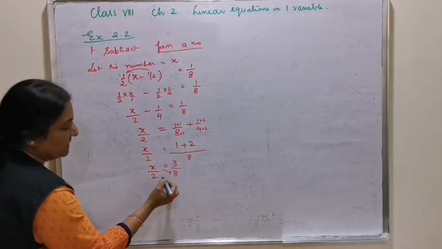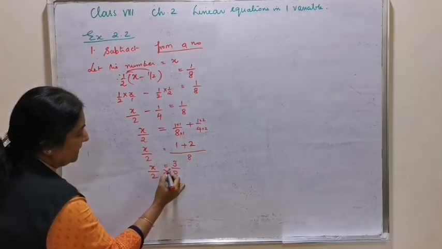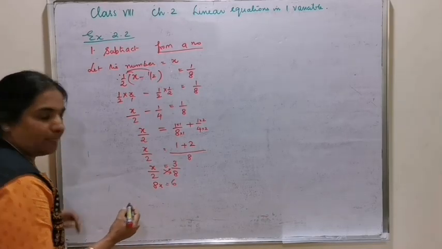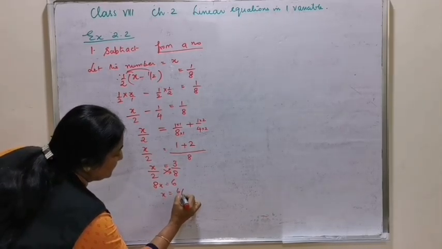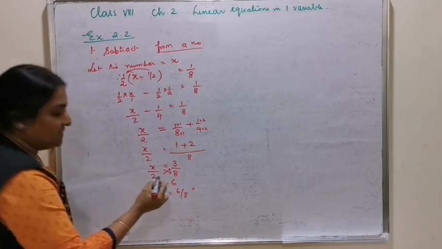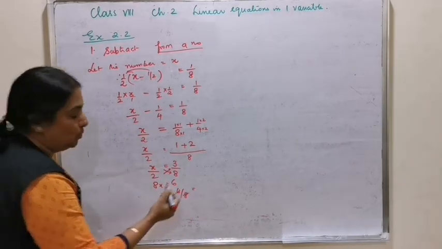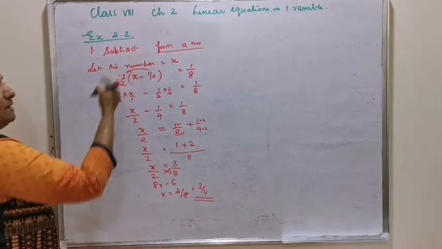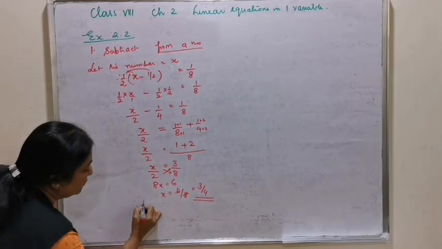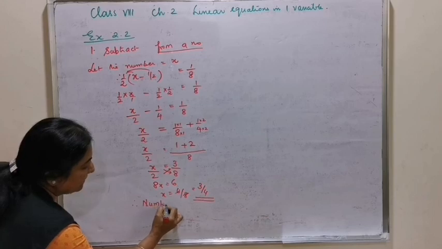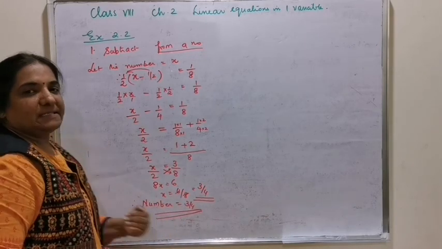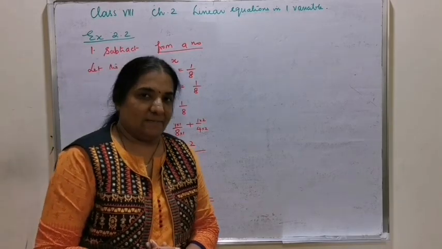You can cross multiply. That is 8x is equal to 6, or x is equal to 6 by 8, which can be reduced by 2 as 3 by 4. So, you will rewrite the answer. Therefore, the number is equal to 3 by 4. This is the way of presenting an answer.